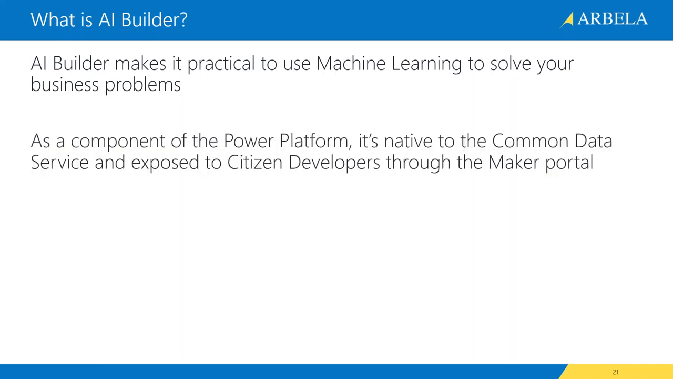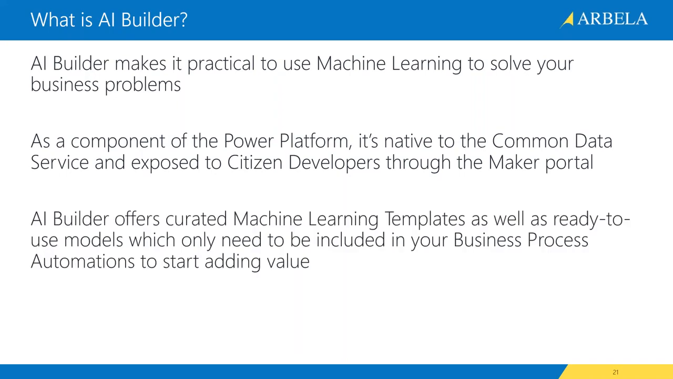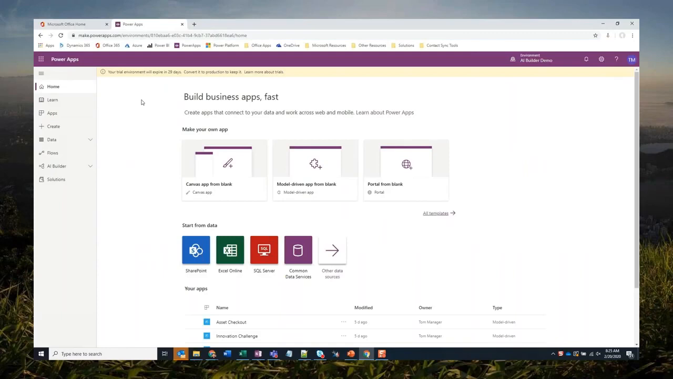As a component of the Power Platform, AI Builder is native to the Common Data Service that we talked about before, and it's exposed to citizen developers through that maker portal, that maker experience that we looked at a few clips of. AI Builder offers curated machine learning templates and ready-to-use models that you only need to link up to probably existing business process automations that you might already have in order for those things to start adding value. And that's what makes AI Builder pretty exciting.